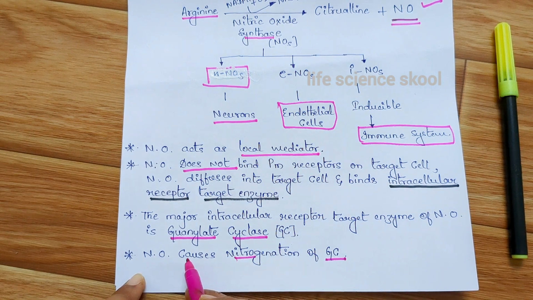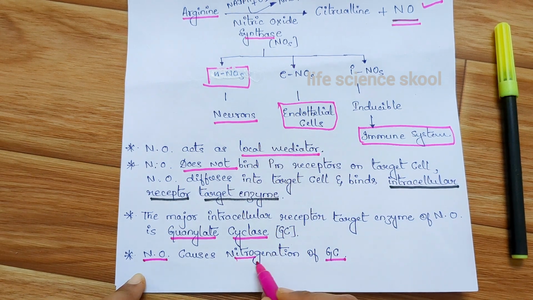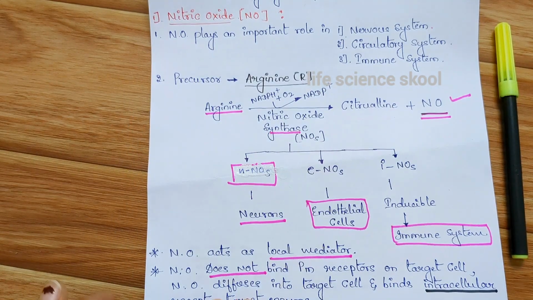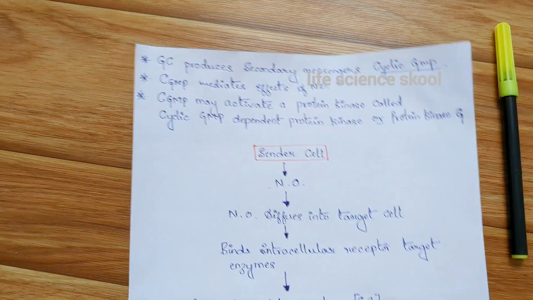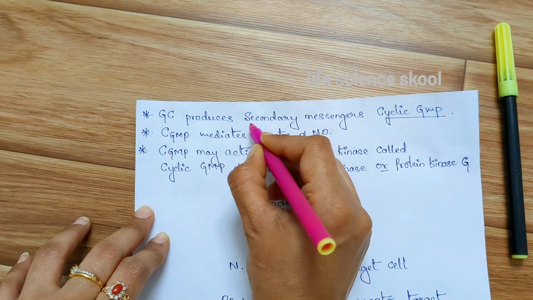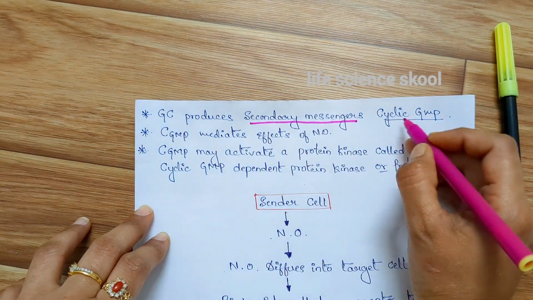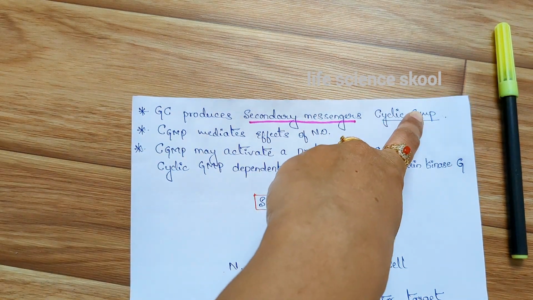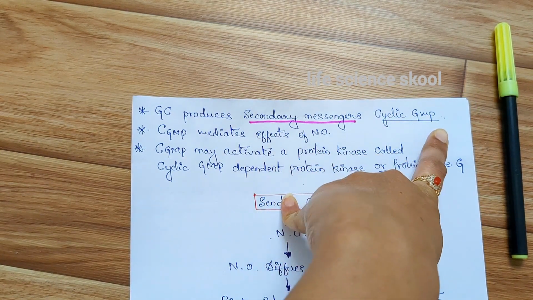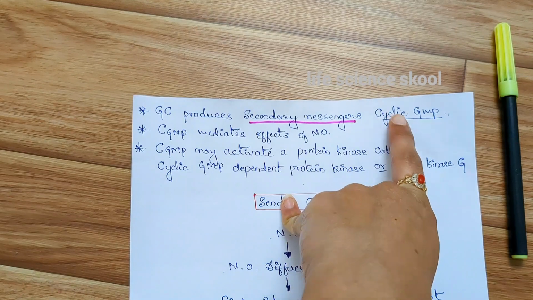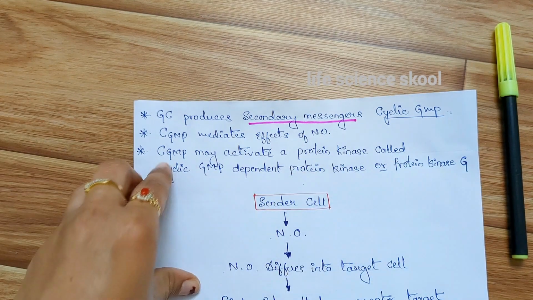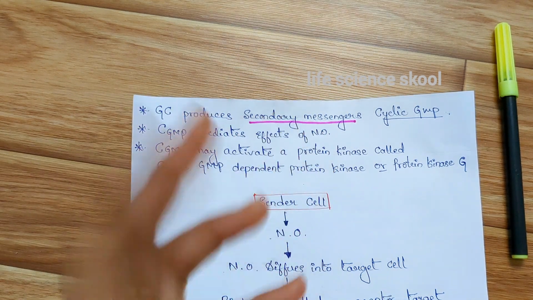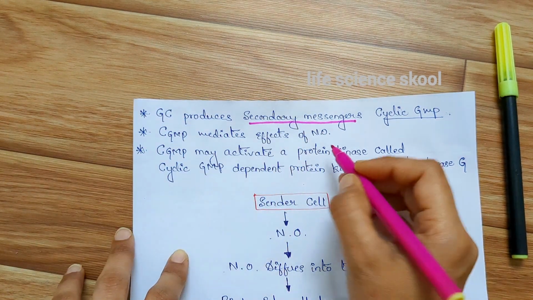This nitric oxide causes the activation of the GC. We'll move on to the next points. This GC produces a secondary messenger called cyclic GMP. What is cyclic GMP? Cyclic guanosine monophosphate. This cyclic GMP mediates the effect; it regulates the effects of nitric oxide.